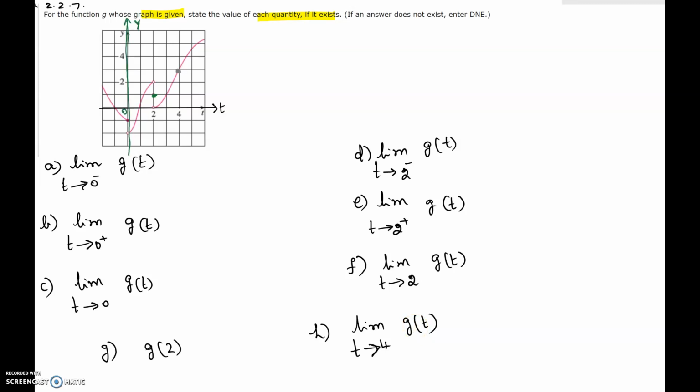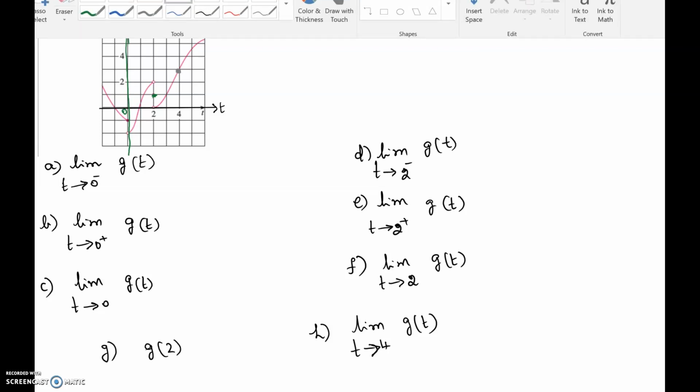We will mark the t-axis and the y-axis, and wherever the two axes meet, they meet at the origin, 0. Now, we have to consider the first part, limit as t approaching 0 minus of g of t. T approaching 0 minus means t approaches 0 from the left side of 0. So g of t is the graph that is drawn in pink. So we have to find out the y value corresponding to t approaching 0 from the left side of 0. So now we have to look at the graph as t approaches 0 from the left side of 0.